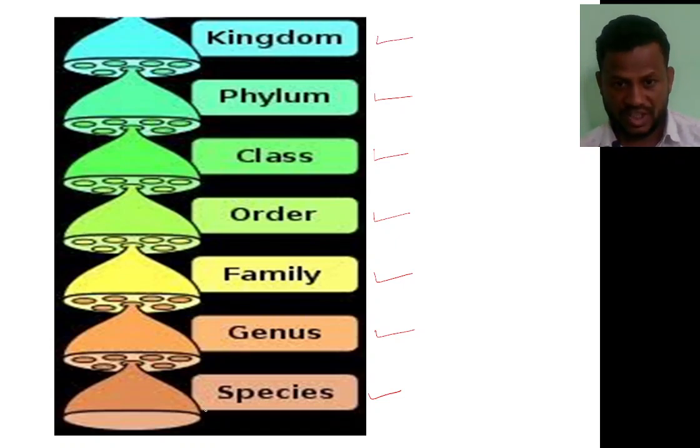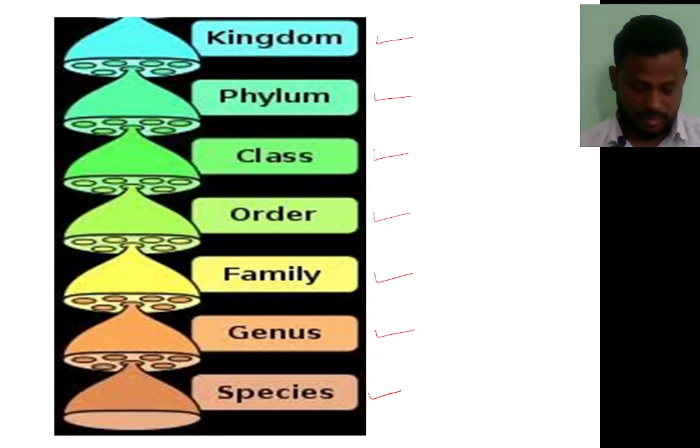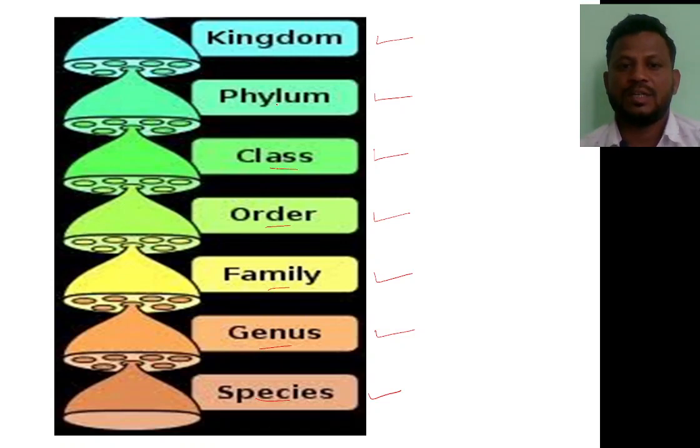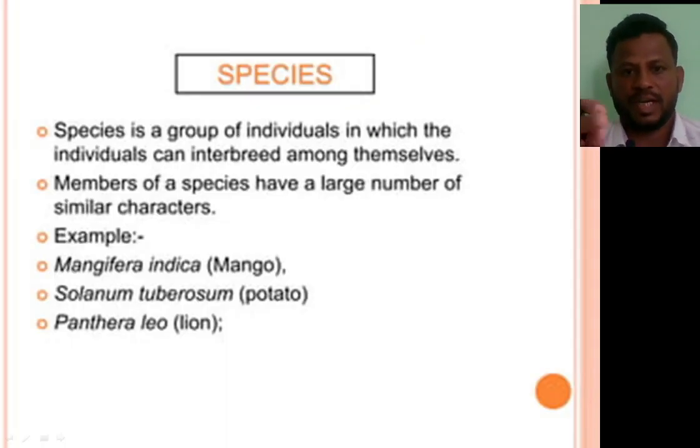According to this system, we do nomenclature, or give names to organisms. First, we see the species, right? Second the genus, family, order, class, phylum, and the kingdom. Let us see one by one. Okay, first one is the species. What does species stand for?